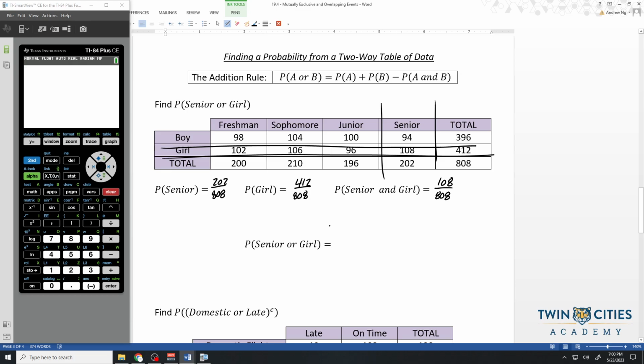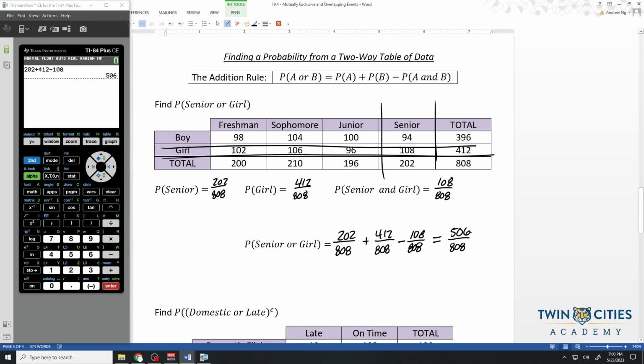Okay, so this is going to be 202 over 808 plus 412 over 808. And let's subtract the overlap, 108 over 808. All right, now 202 plus 412 minus 108. This is 506 out of 808.